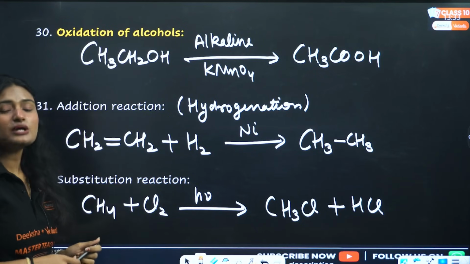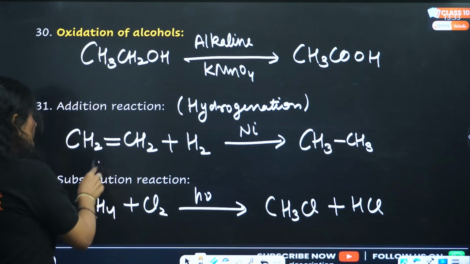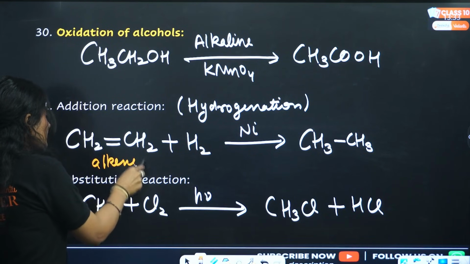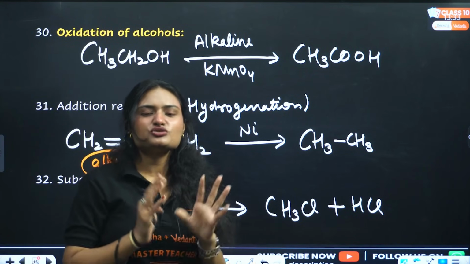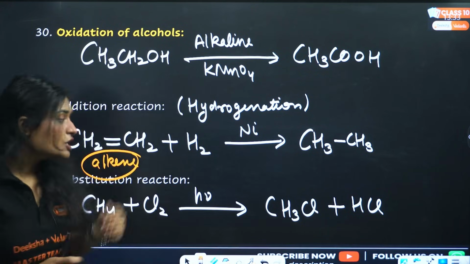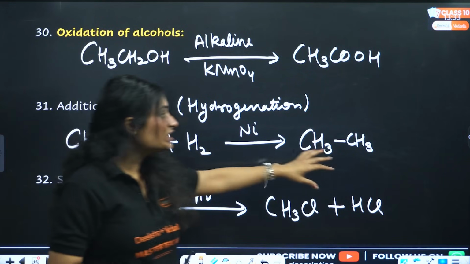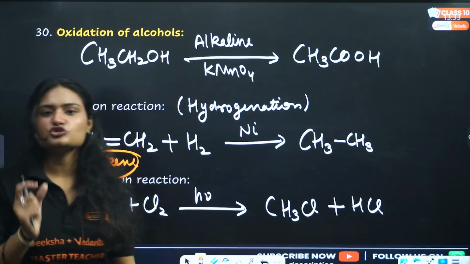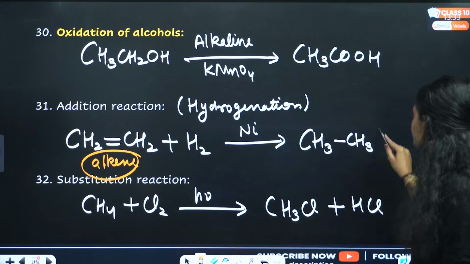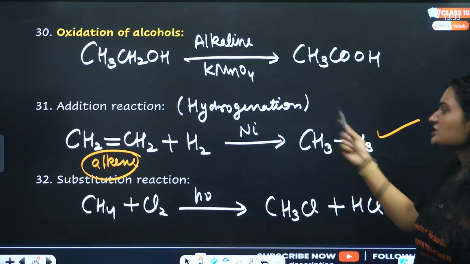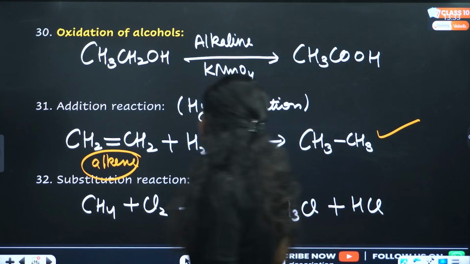Next is addition reaction. One of the most common ones is hydrogenation. In hydrogenation, we take an alkene, or you can say an unsaturated compound. Carbon double bond, carbon triple bond, these all come under unsaturated compounds. When you pass hydrogen gas through it in presence of a catalyst, we get a saturated compound. Saturated compound means having only single bonds, carbon single bond, carbon hydrogen single bond, right? This is an addition reaction, and the name of this reaction is hydrogenation. Next is substitution reaction.